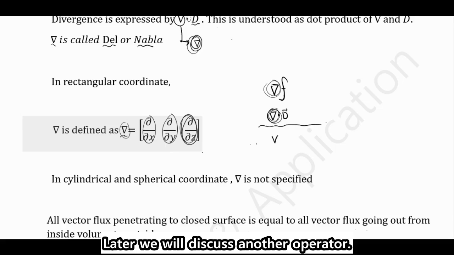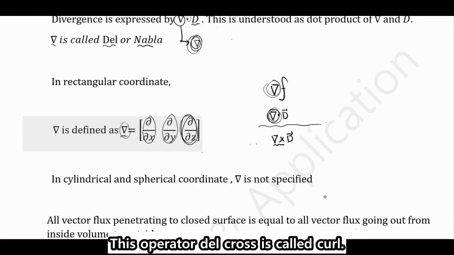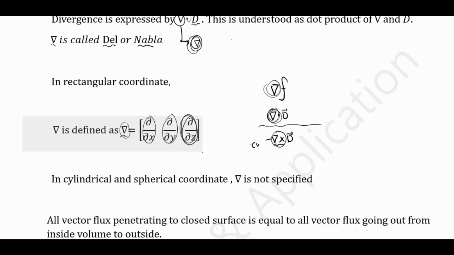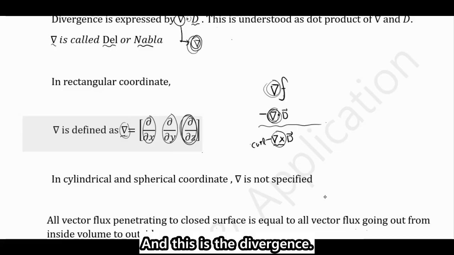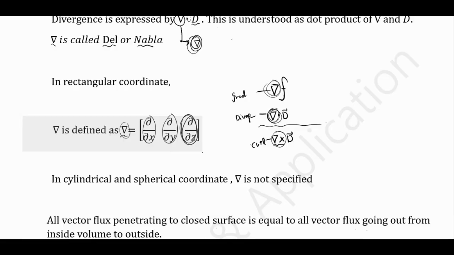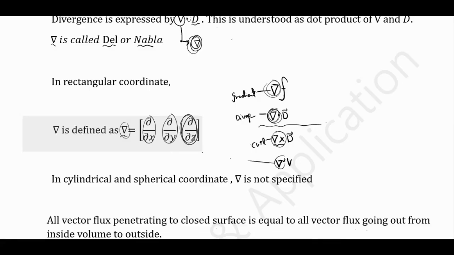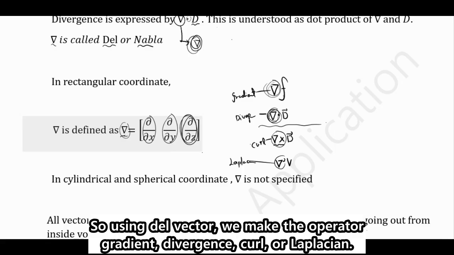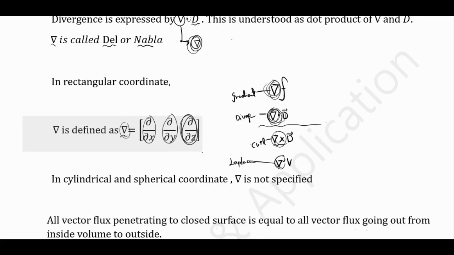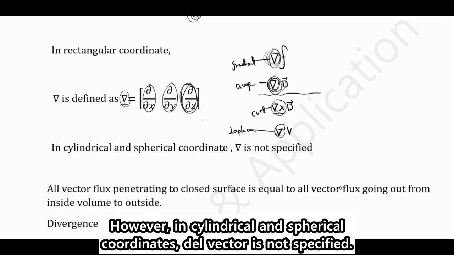Later we will discuss another operator. This operator, del cross, is called curl, and later we will discuss curl. And this is the divergence. We have already discussed divergence. And this operator is gradient. And also this operator is Laplacian. So using the del vector, we make the del operator: gradient, divergence, curl, or Laplacian. However, in cylindrical and spherical coordinates, the del vector is not specified.